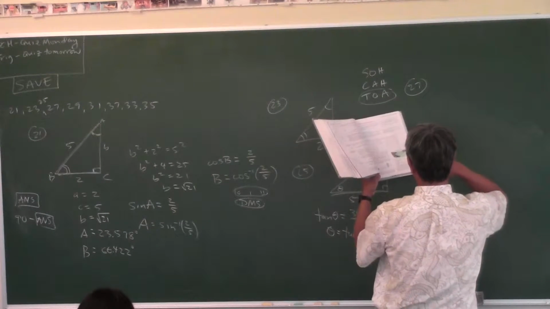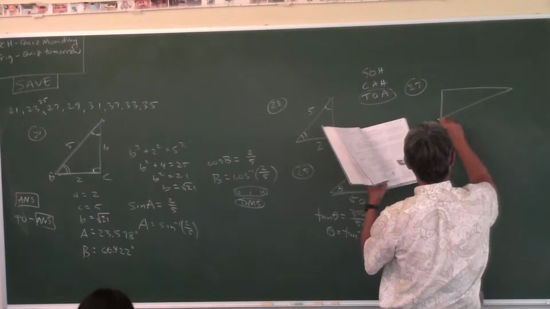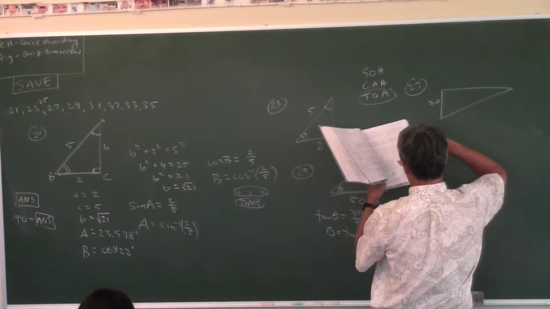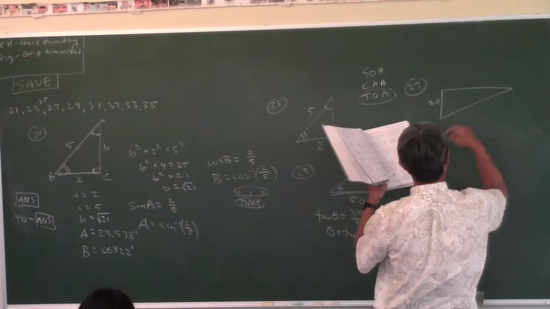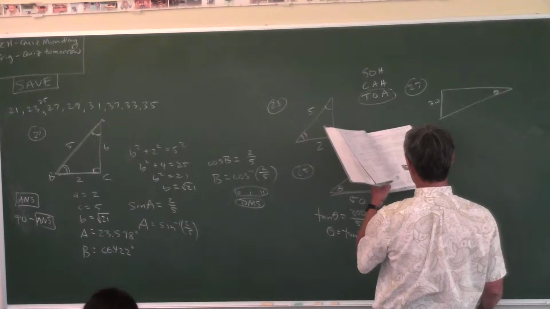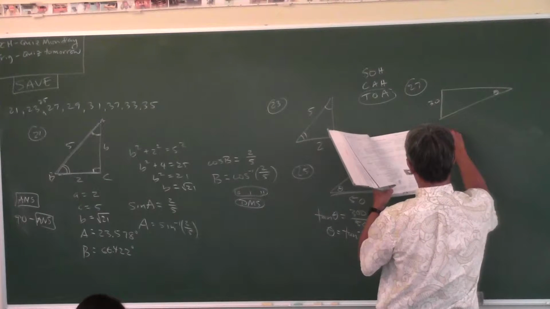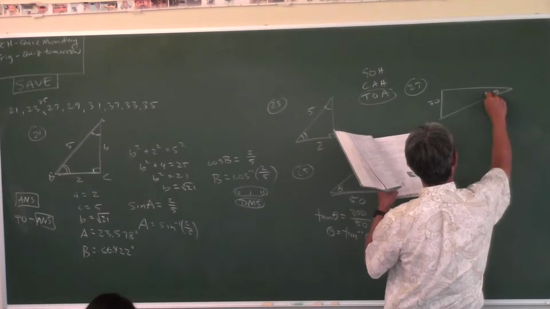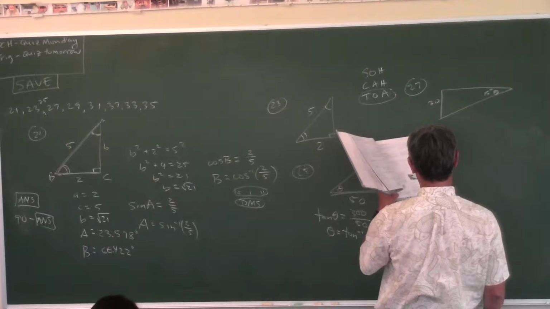A state trooper is hidden 30 feet from a highway. One second after a truck passes, the angle theta between the highway and the line of observation of the patrol car is measured. See illustration. A, if the angle measures 15 degrees, how fast is the truck traveling?